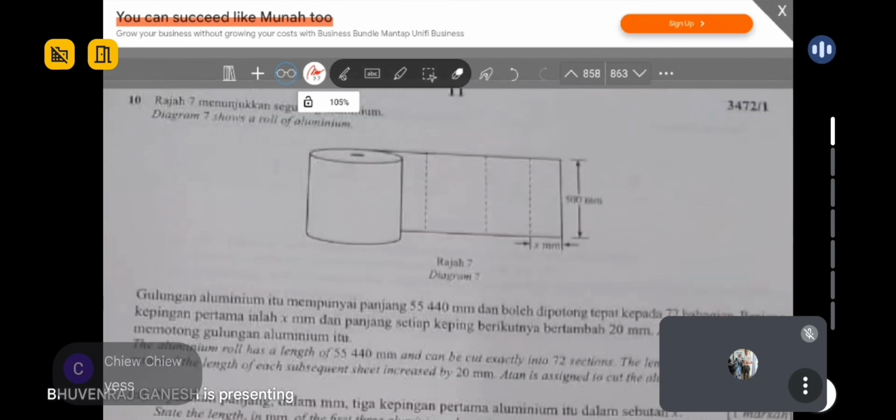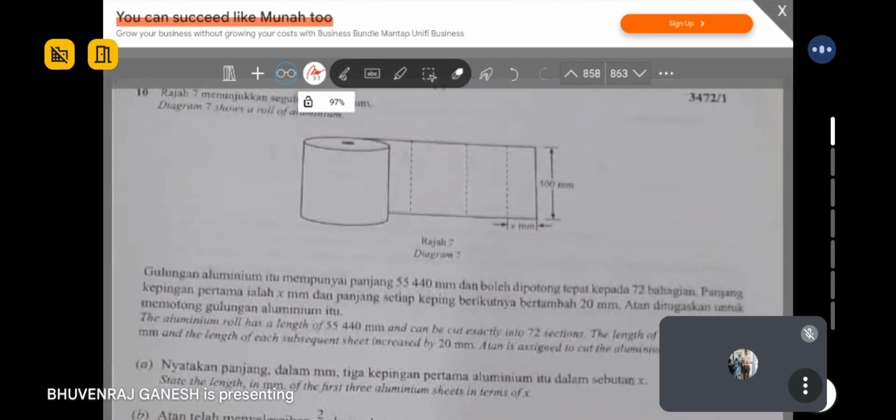Okay. Can you tell me what chapter is this? Come on guys, we're going to finish already. Last 5 questions. Semangat. 5 more.